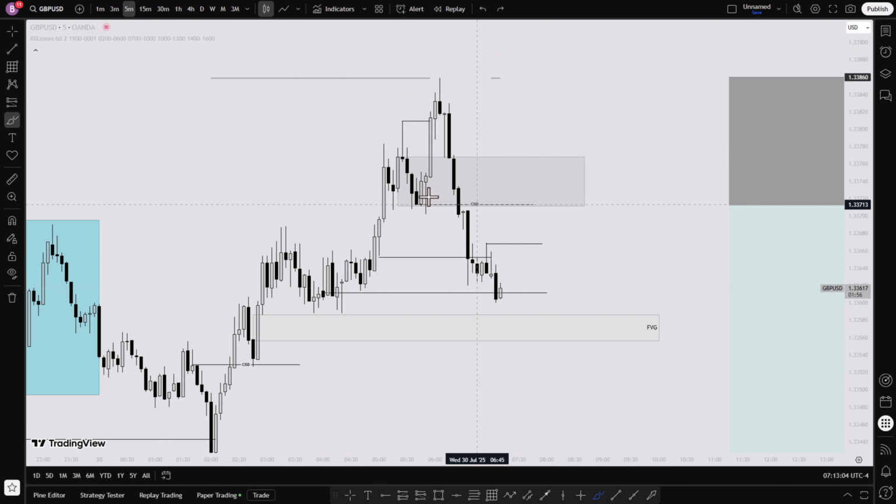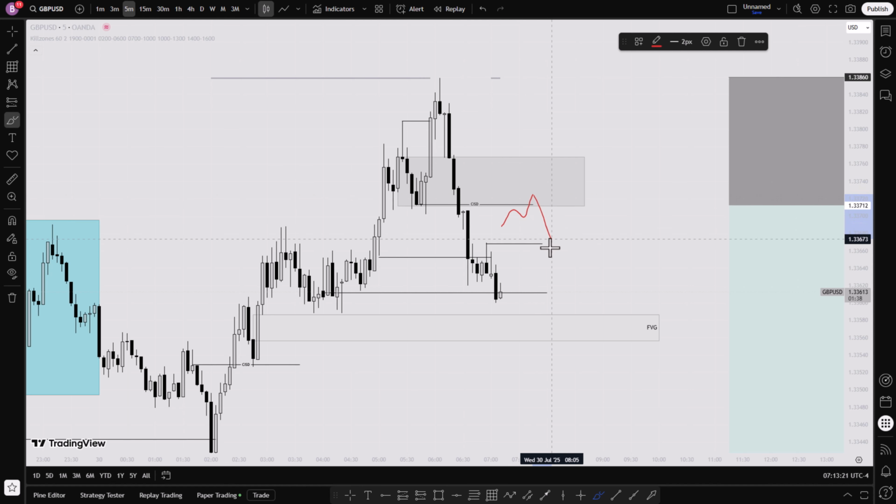Now what I want to see on the 5 minutes, I want to see price, like I said, coming into the breaker block. And if price is not going to come into the breaker block, I want to see price creating a high resistance liquidity run. That is, I want to see price creating some kind of M pattern on the 5 minutes on this leg.